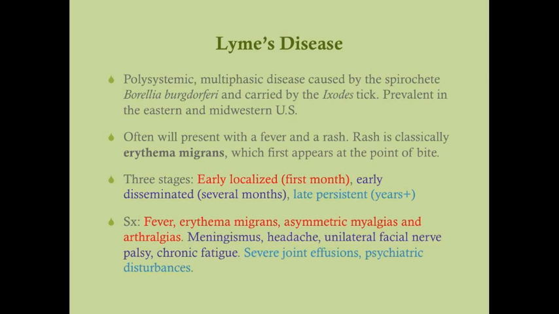So, as mentioned, Lyme's disease is a multiphasic disease, so it occurs in 3 distinct phases. The first one being the early localized stage. A lot of patients do present in this stage because it causes that somewhat alarming Erythema migrans rash, and there is a public awareness now about Lyme's disease. So in the early localized stage, within the first month after the bite, the symptoms will be fever, the rash, and then asymmetric myalgias and arthralgias. So not only could these patients have joint pain, but they can also have pain in their muscles as well.